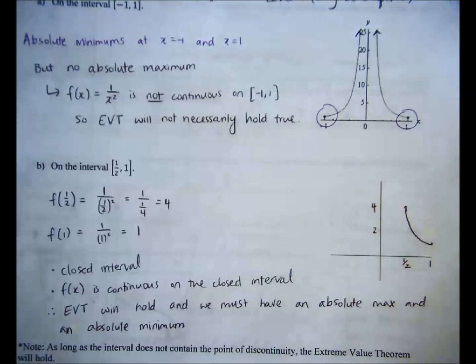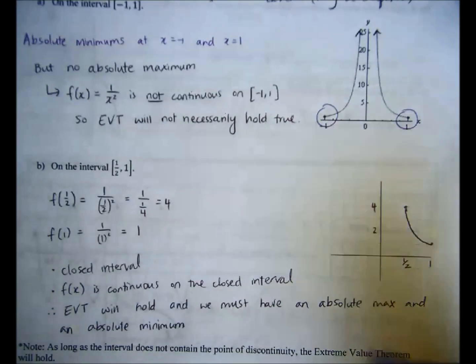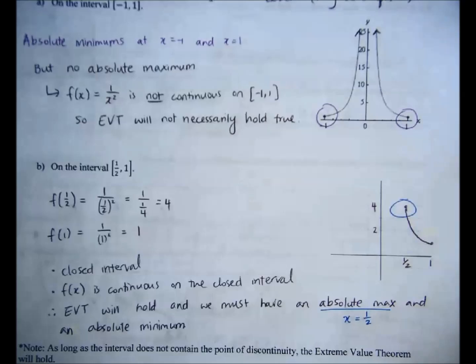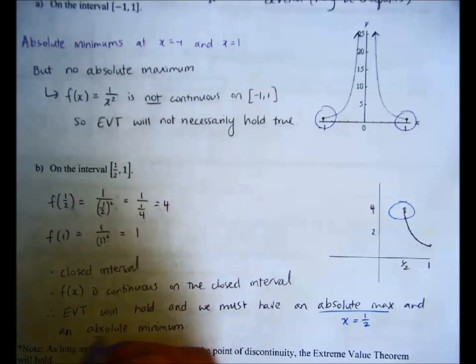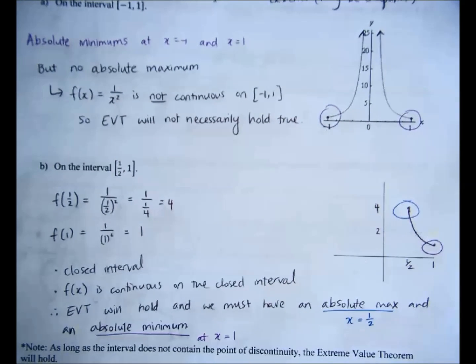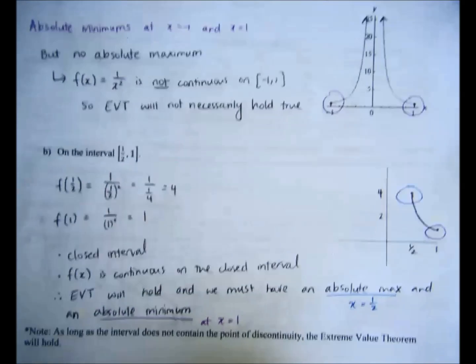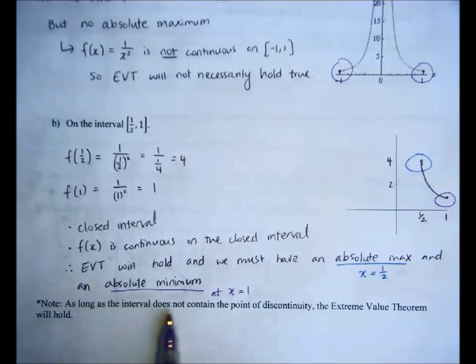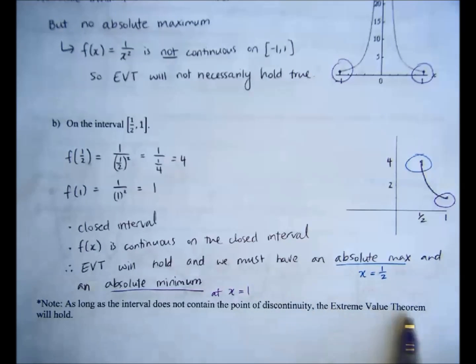And we can see that the absolute maximum is going to be at x equals half right here. And we'll have our absolute minimum at x equals 1, which happens to be the endpoints, which is fine because we're not talking about relative extrema. Relative extrema are not allowed to be at endpoints, but absolute extrema can certainly be at endpoints. So just to summarize what we figured out earlier for example 6a, as long as the interval does not contain the point of discontinuity, the extreme value theorem will hold. Okay, let's move on to page 5.